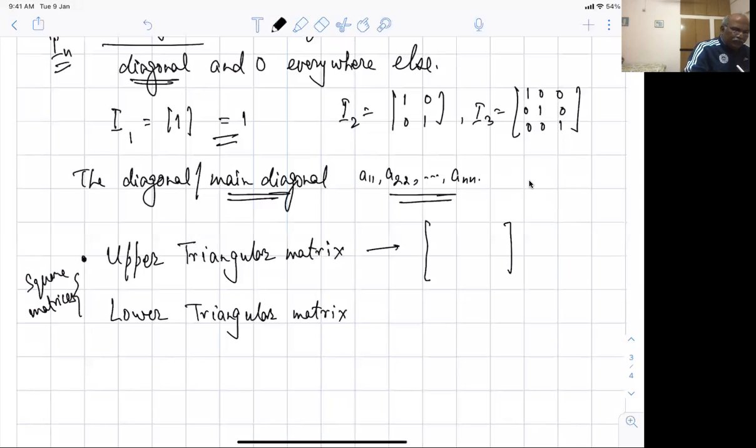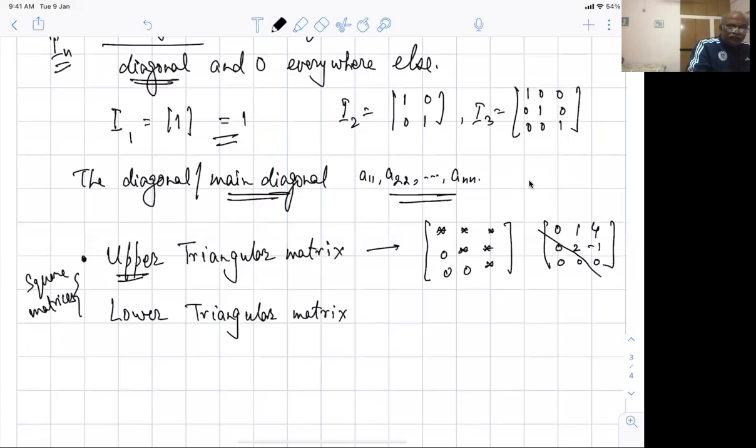So upper means the upper part may be non-zero, but the lower part has to be 0. Fine. So I do not know what these entries are, but I know that these entries are 0. These entries could be anything. For example, I can have here 0, 1, 4, 0, 2, minus 1, 0, 0, 0. So this is an upper triangular matrix because the lower part here is 0. Is that okay? That's an upper triangular.